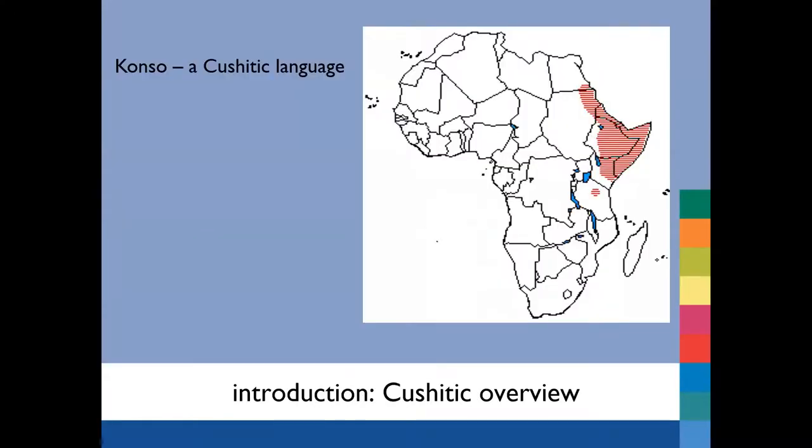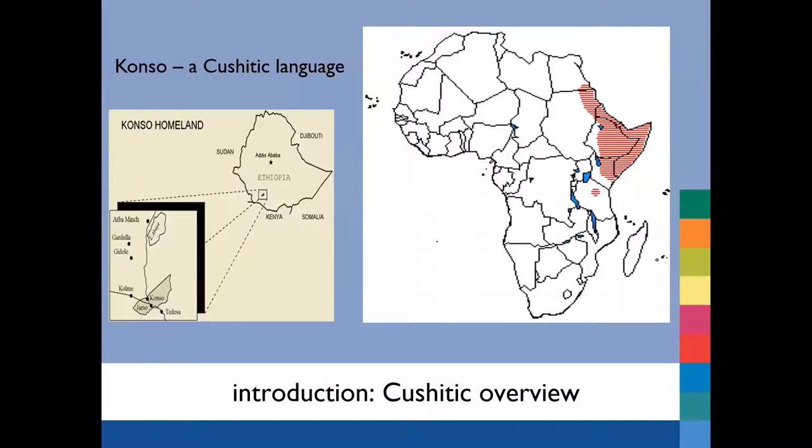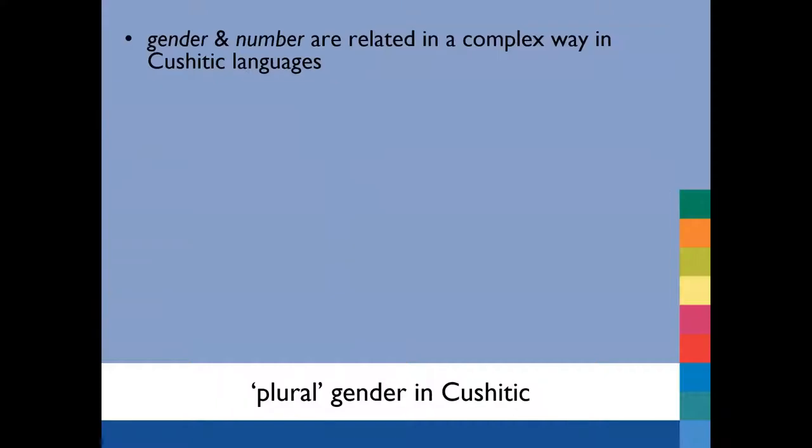So we tried to do experimental research on a language called Konso, which is a Cushitic language. Here you see the area of Cushitic languages in East Africa. And Konso is a small language spoken by about 250,000 people in the southwest of Ethiopia, in the region that neighbors Kenya. And we had a PhD student who went there to do experimental research.